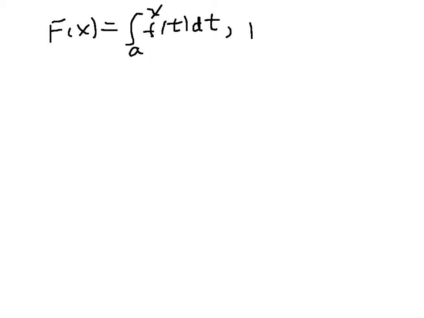So let's summarize what we've learned. We defined big F of x to be the integral from a to x of f of t dt. And we showed that f prime of x is equal to f of x. Pretty cool stuff. Now remember, what we're looking to do is find out how to evaluate this.